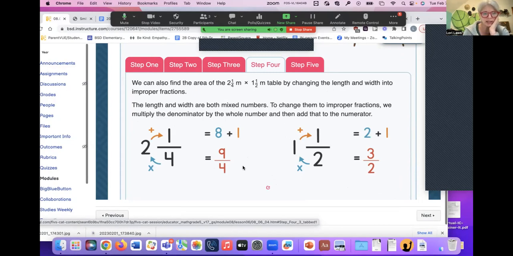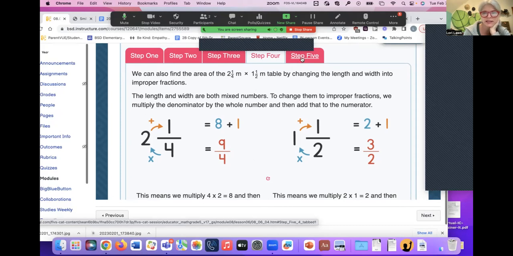Or we can change it into improper fractions. So this is showing you how to change it. You're saying to yourself, well, what is 2 1/4 in quarters? Well, each one of the 2 wholes is 4/4. So if each one of these is 4, I can just go 2 times 4, which is 8, and make that 8/4 plus 1/4, which is 9/4, another name for 2 1/4. In this case, I'm changing my 1 into halves. Each whole 1 is 2 halves. So 2 halves plus 1 more half makes 3 halves.